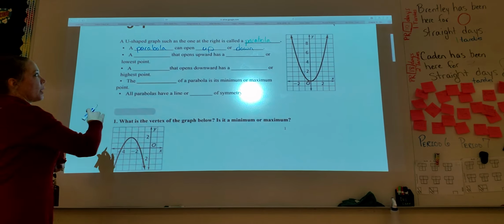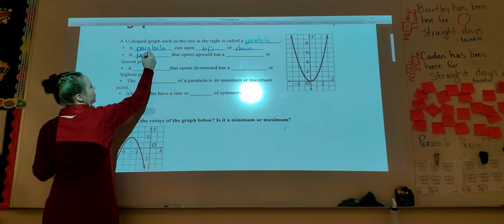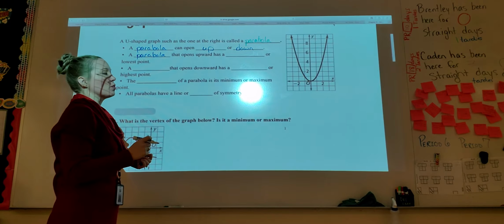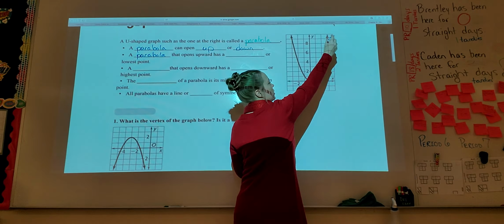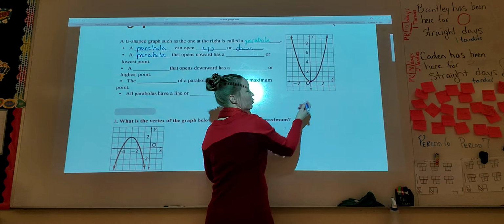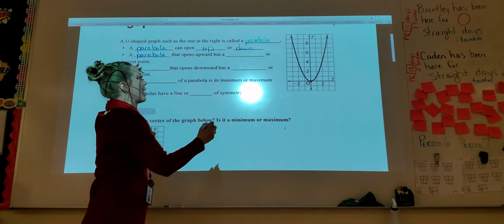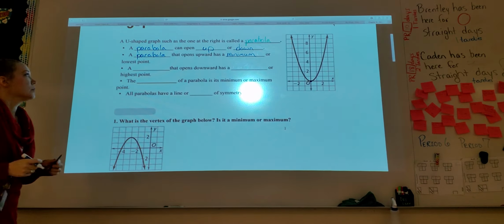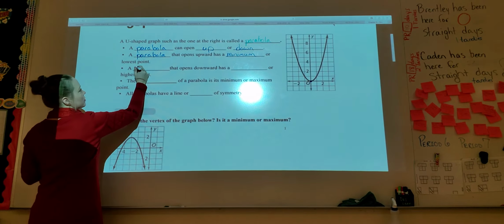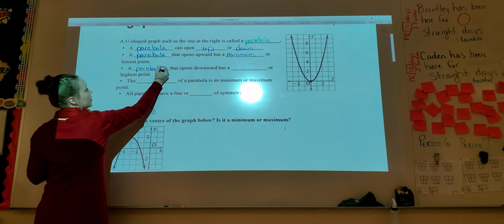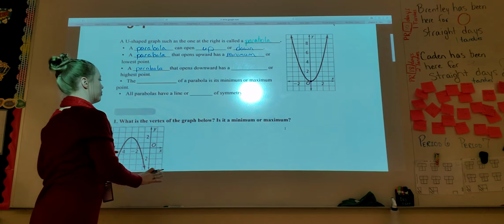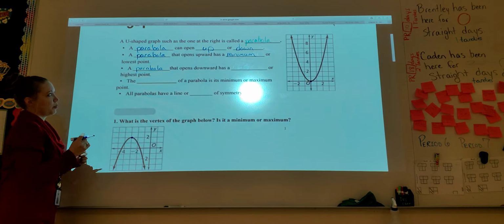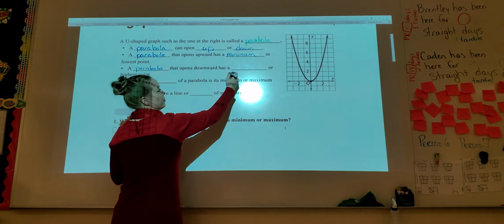And then a parabola that opens up. So a parabola that opens upward has a blank or a lowest point. So if it's opening up, it's going to have this point down here. It says, or a lowest point, and we're going to call that a minimum. And then it says a parabola that opens downward. So if you look down here at this one opening downward, it's got this highest point, or we're going to call that a maximum.